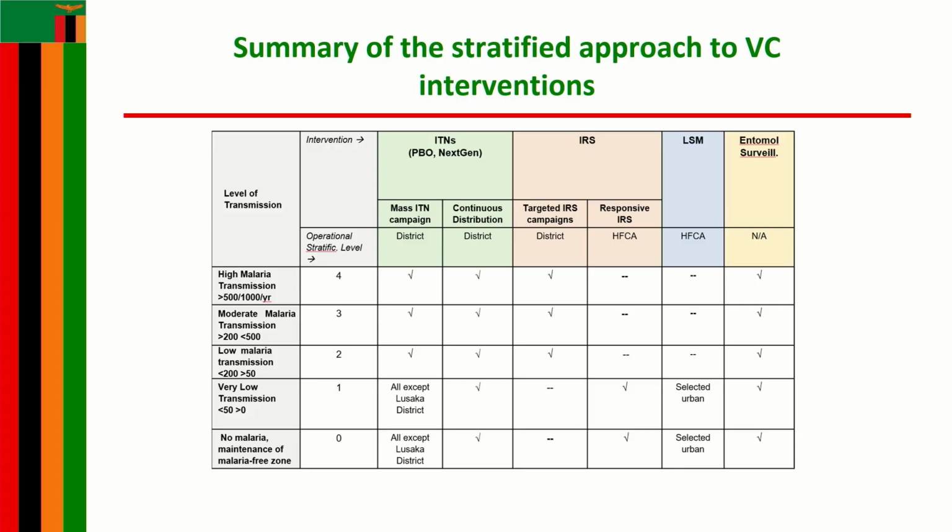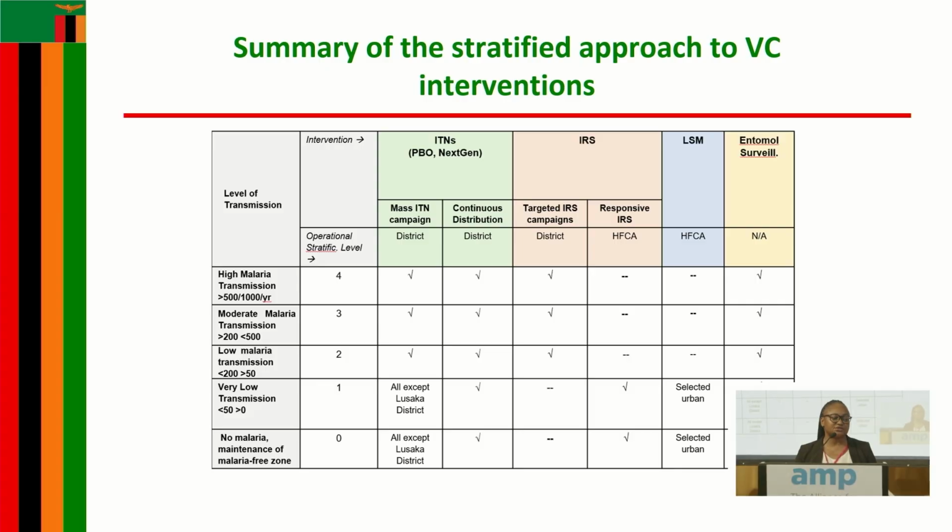So this is just to show a summary of how we've stratified our vector control interventions. You will see that mass campaigns are in the moderate to high, and continuous distribution in all epidemiological strata. Next slide.